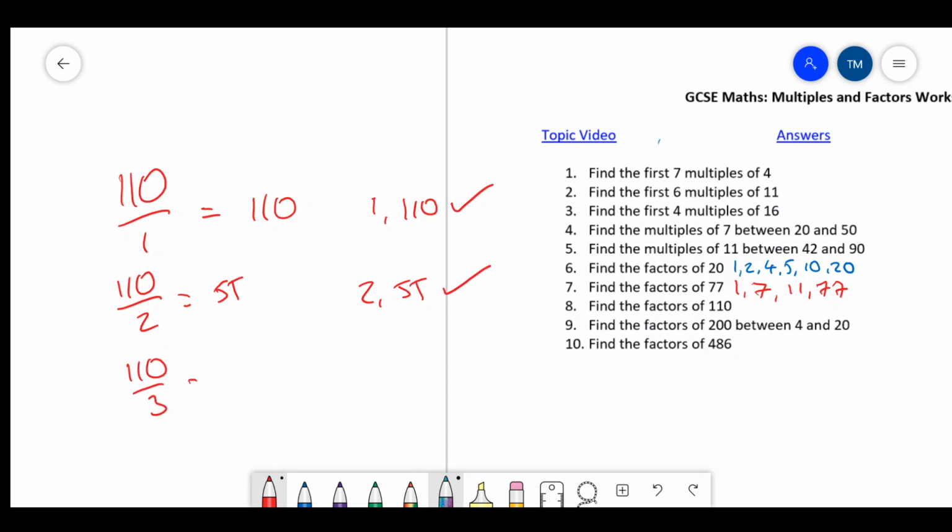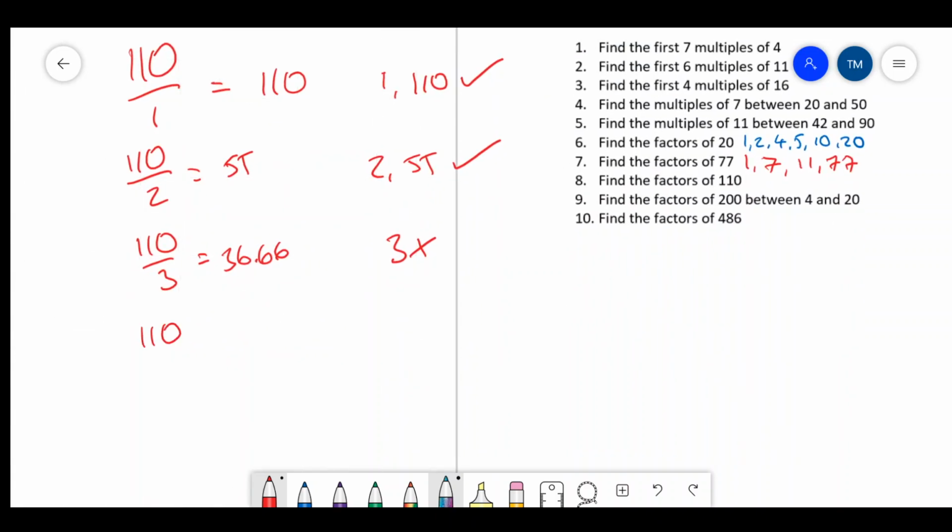110 divided by 3 is equal to 36.66. So we know that 3 is not a factor. 110 divided by 4 is equal to 27.5. So we know that 4 is not a factor. 110 divided by 5 is equal to 22. So we know that 5 and 22 are factors.